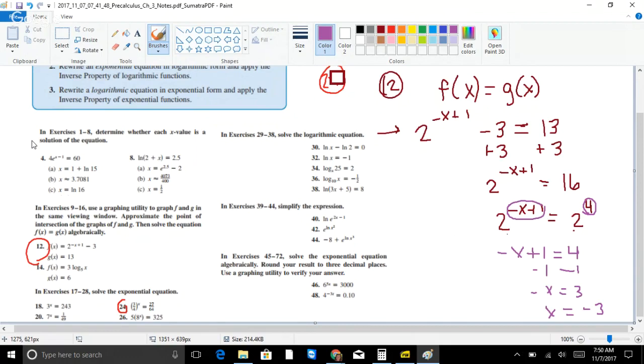So that's what we graphed on Desmos, the point of intersection where x equals negative 3. All right, so that is a review and overview of the one-to-one property. I think where we left off on Monday, we were around here in the section where we were solving logarithmic equations. So let's pick back up there.